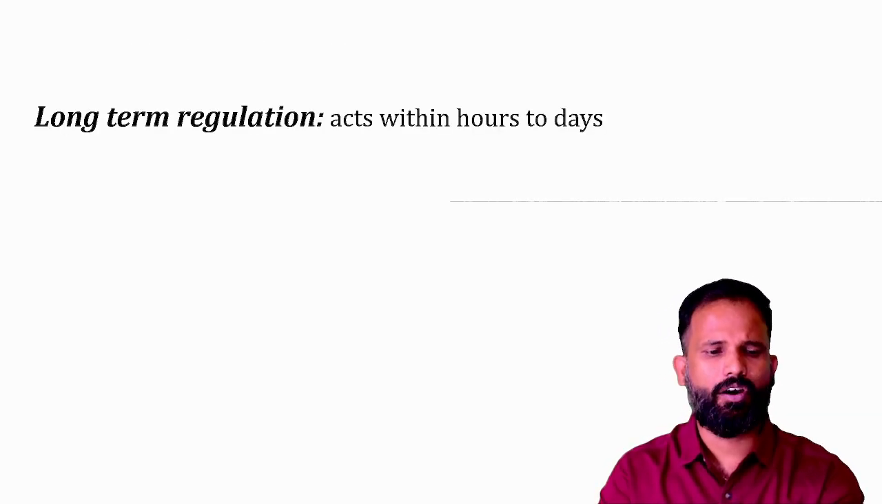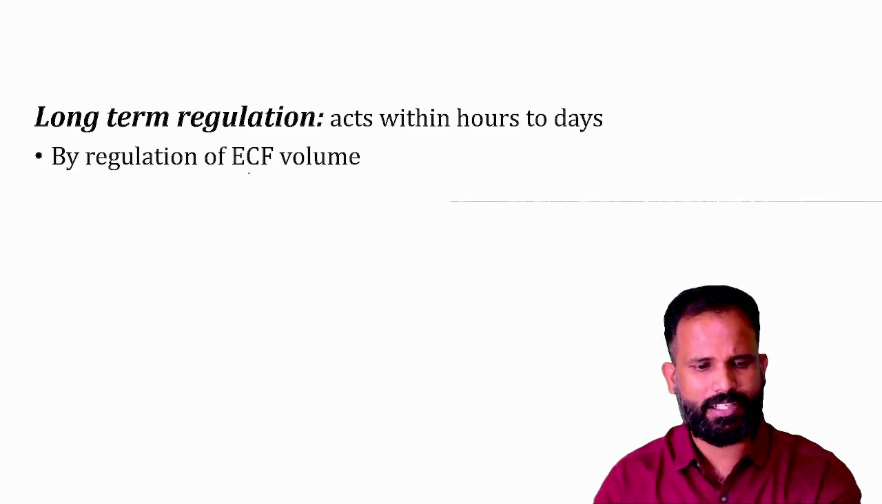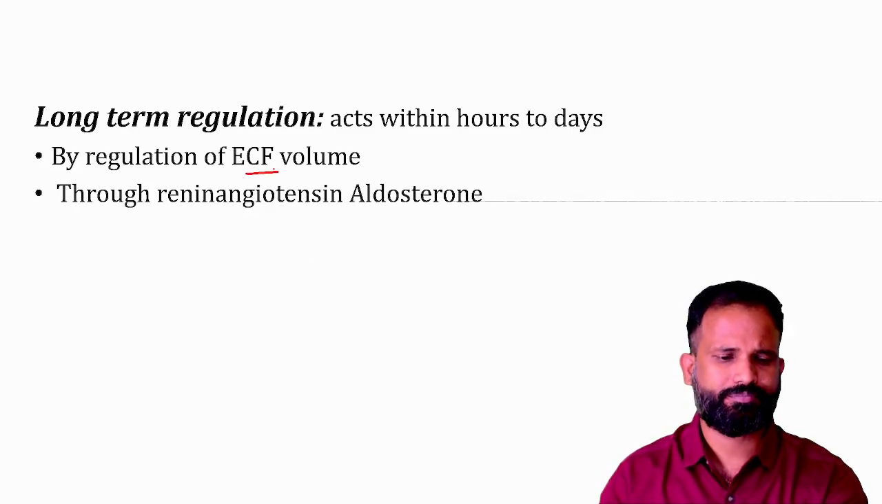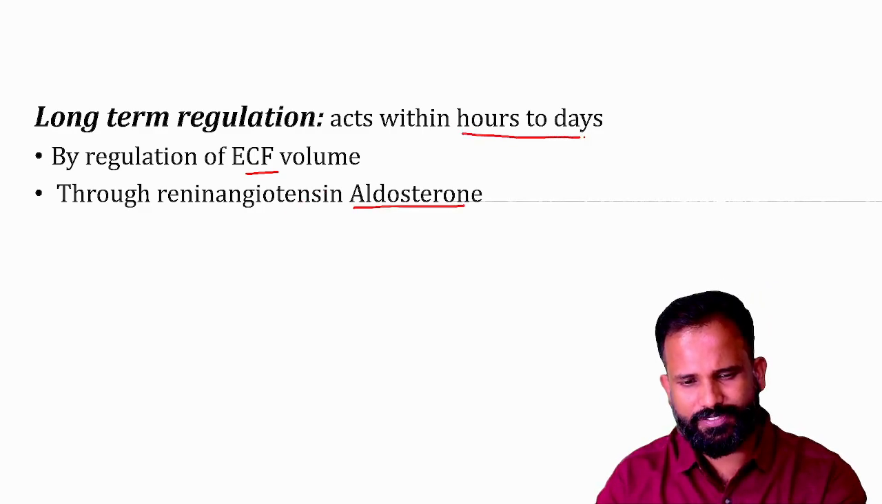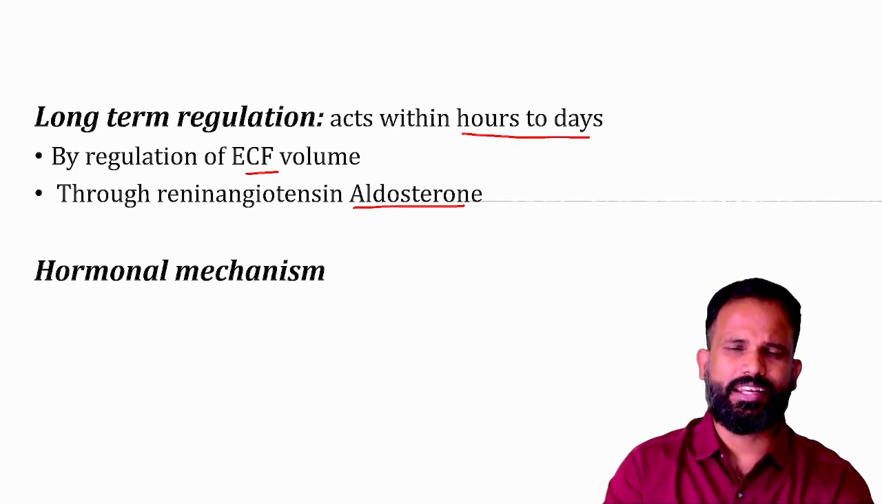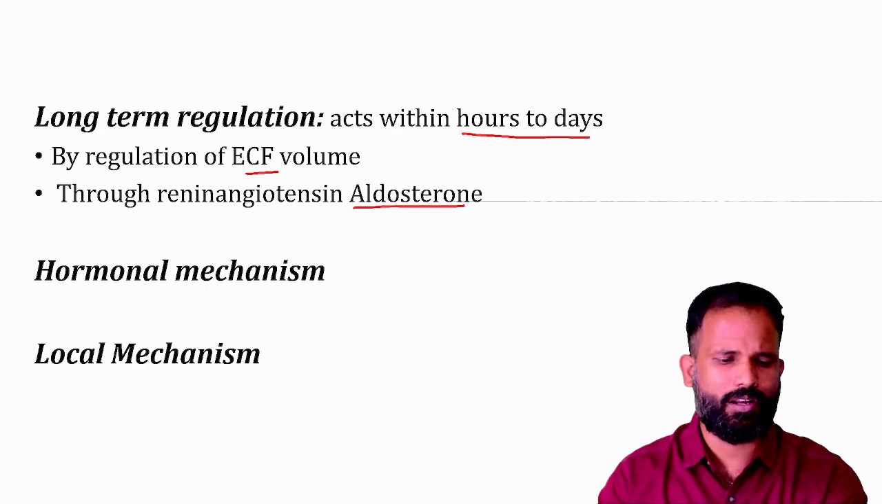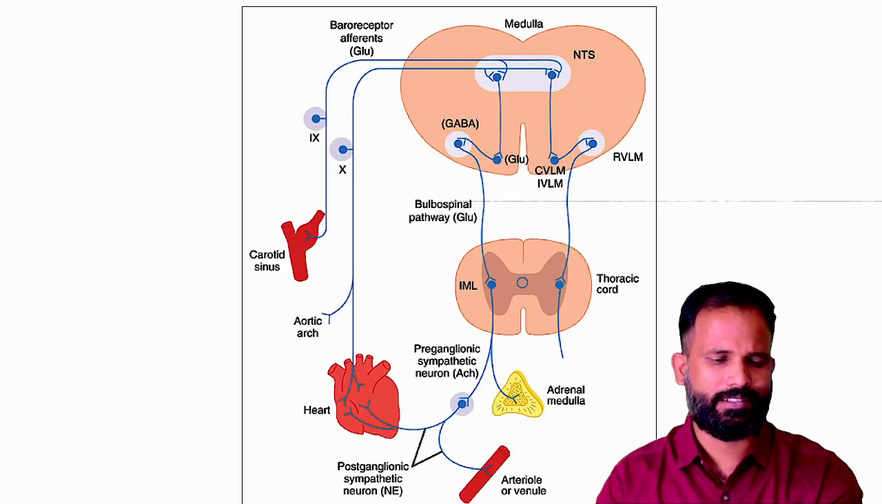And long term is with renal. So the renal body fluid mechanism, that is called regulation of ECF, and the aldosterone mechanism. This occurs within hours to days. And other than these three, we can say that there are hormonal mechanisms and local mechanisms of vasoconstrictors and dilators.